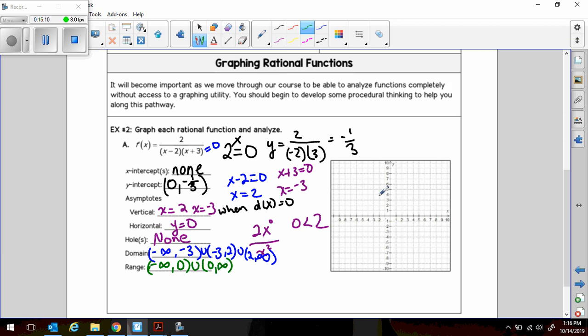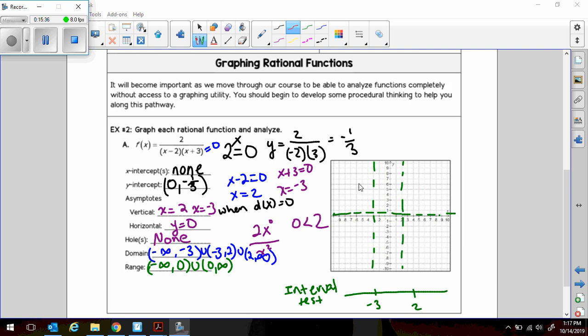Alrighty, I am going to go ahead and graph this for you. Right here at negative 3, there's an asymptote. And at 2, there's an asymptote. And there's an asymptote right here. So I'm not exactly sure which quadrant they're in. I know what it's going to look like if I can find out which quadrant they're in. So this is what I'm going to do. I'm going to use the interval test. I know that it's going to change right here at negative 3, so I put it here. And it's going to change right here at 2, so I put it right here.